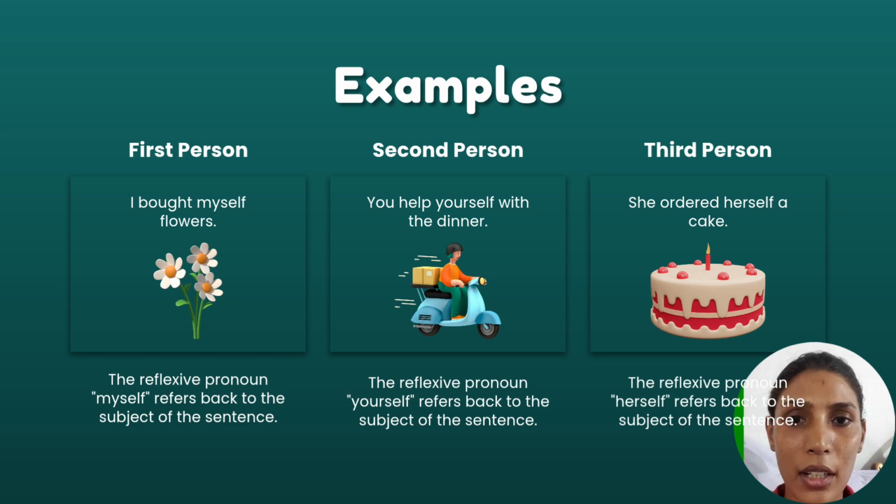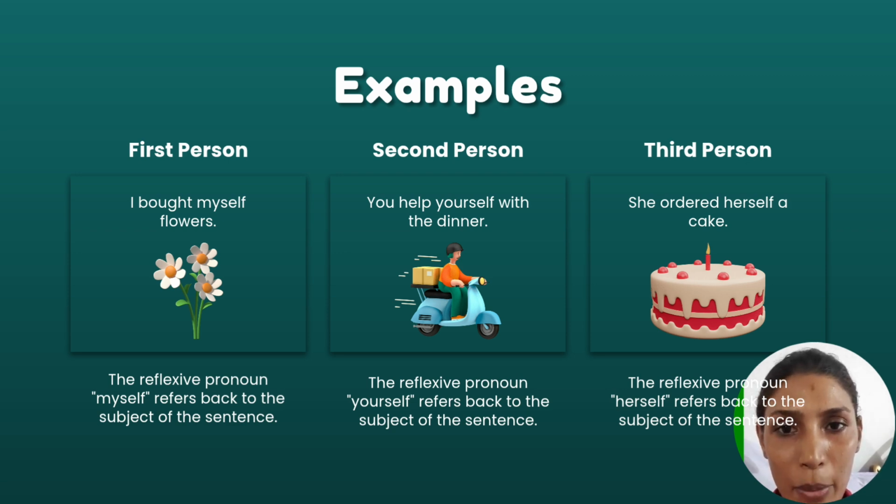I am highlighting reflexive pronouns with more examples, and the first one is I bought myself flowers. The reflexive pronoun myself refers back to the subject of the sentence. In the first example, you will see that I bought myself flowers. The reflexive pronoun myself refers back to the subject. In this example, you can easily understand that the reflexive pronoun is highlighting or refers back to the subject.